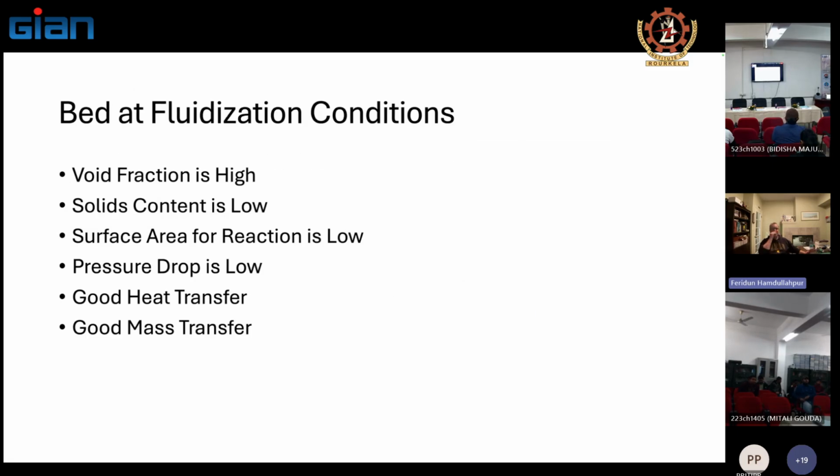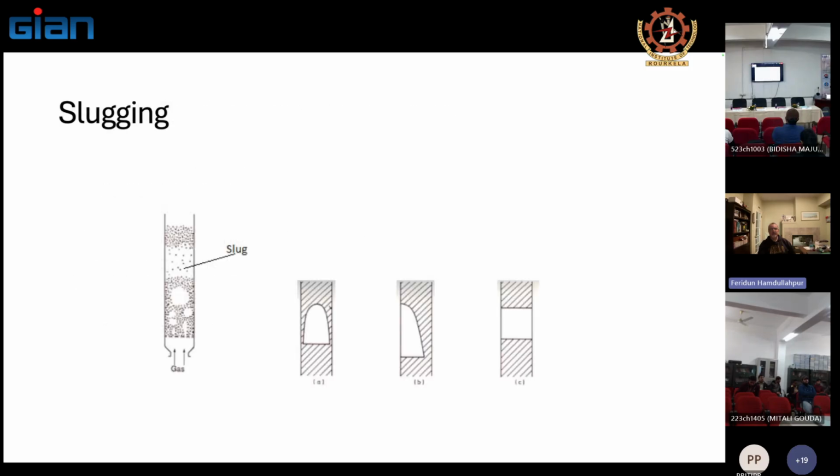Just telling you this: if the bed is at fluidized conditions, then its void fraction is high. Solid content is low, therefore the surface area of reaction is low, pressure drop is low, good heat transfer, good mass transfer, they're all possible.